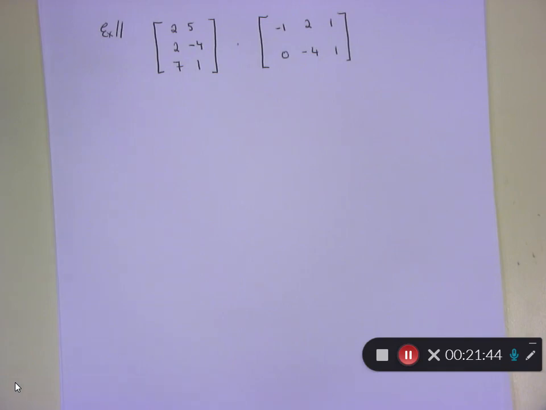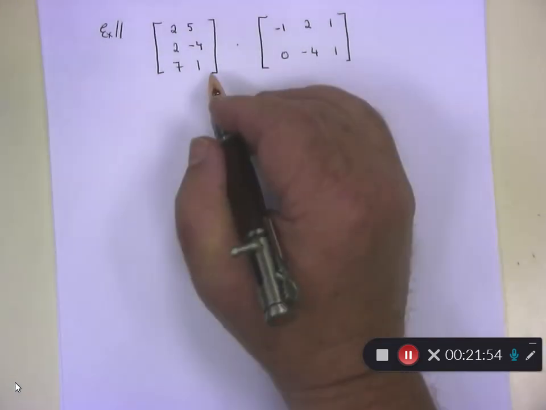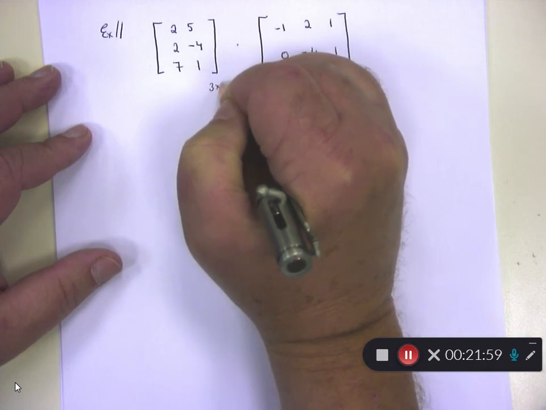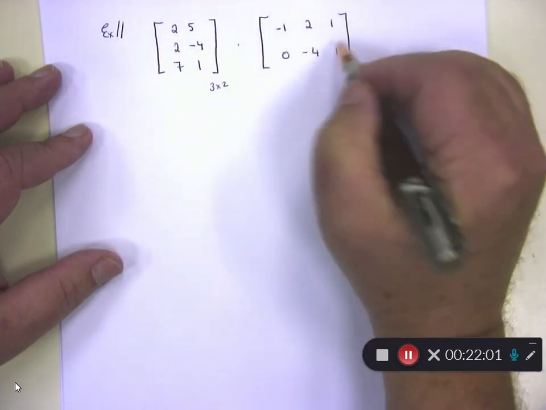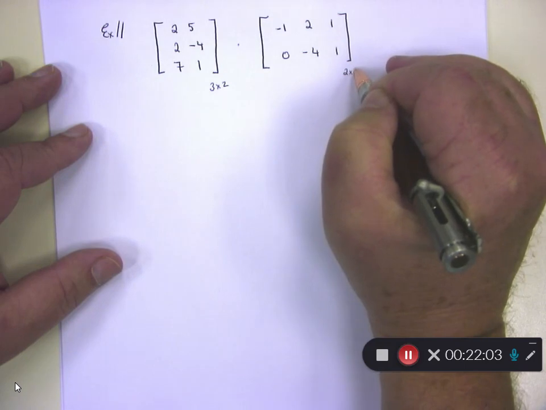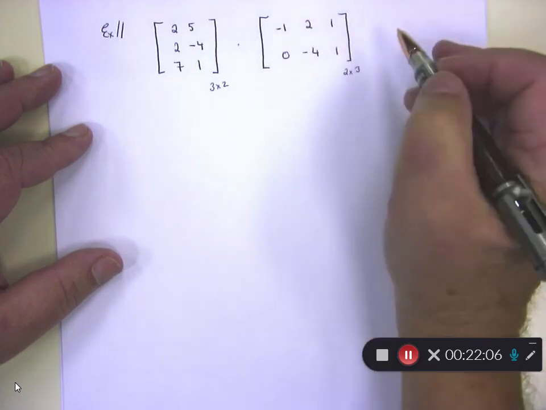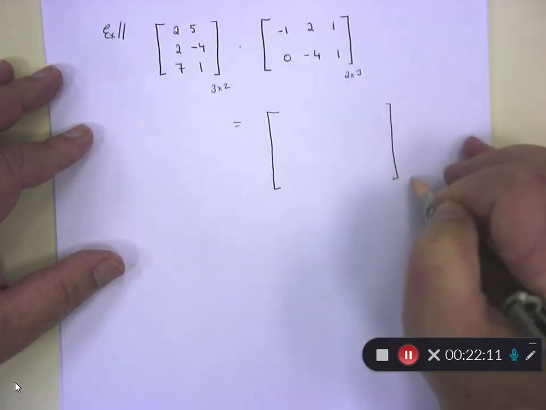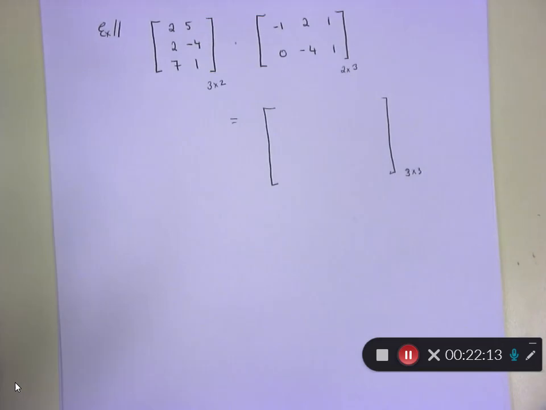So, I have the matrix [2, 5; 2, -4; 7, 1] multiplied by the matrix [-1, 2, 1; 0, -4, 1]. What size matrix is this one? This is a 3 by 2: 3 rows, 2 columns. What size matrix is this? 2 by 3: 2 rows, 3 columns. So what is my resultant matrix going to be? It's going to be a 3 by 3. Does that make sense? Rows by columns. So here we go.